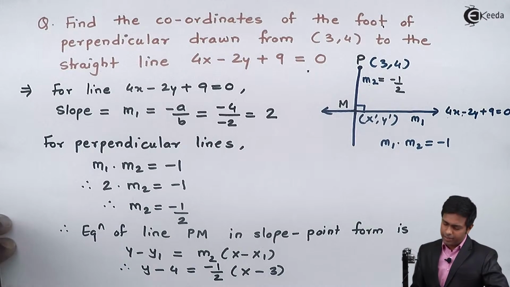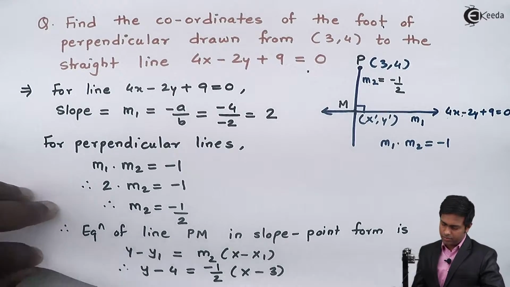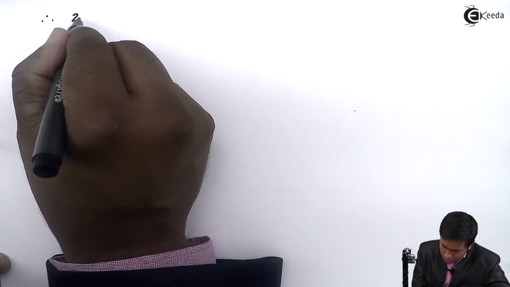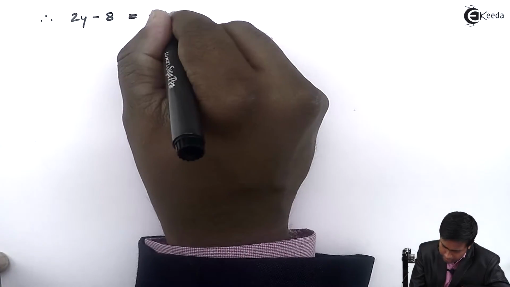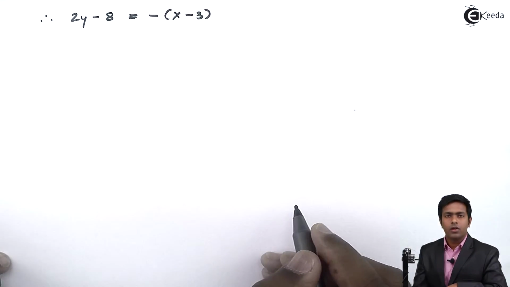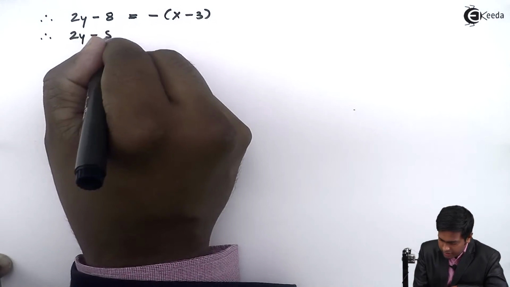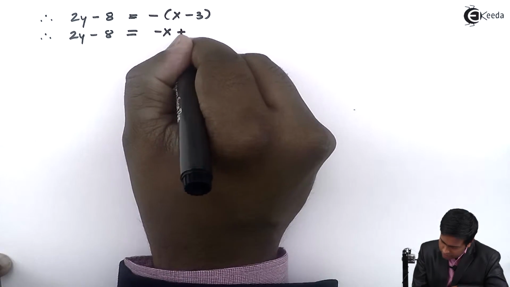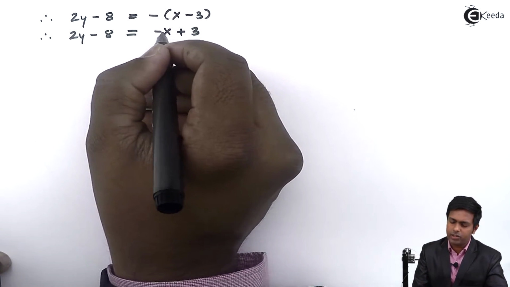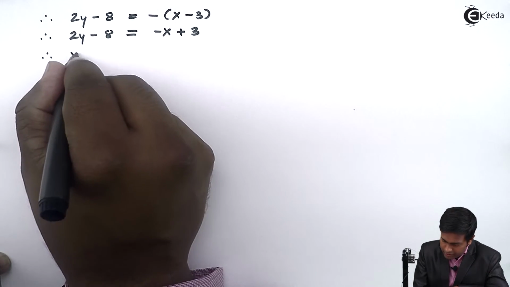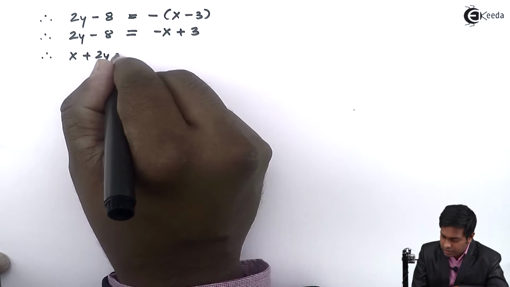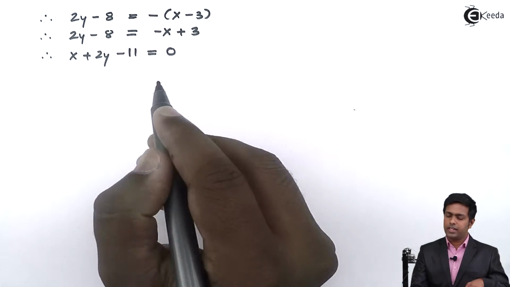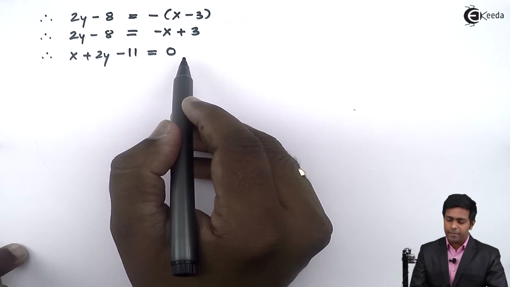By solving this, the 2 will go on the left hand side. Therefore we get 2y minus 8 equal to minus of x minus 3. So 2y minus 8 equal to minus x plus 3. By sending this minus x to the left hand side, we get plus x plus 2y. By sending this 3 to the left hand side, we get minus 3, and minus 8 minus 3 is minus 11 equal to 0. So x plus 2y minus 11 equal to 0 is the equation of the second line.